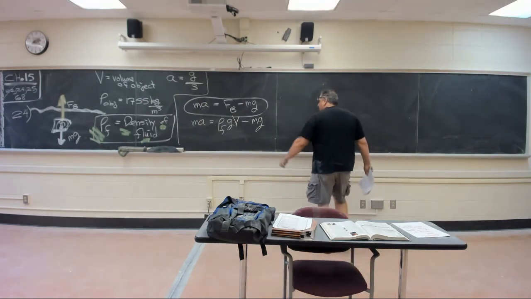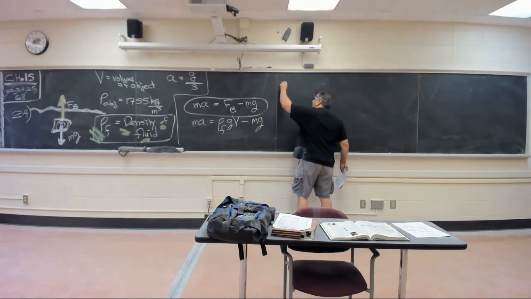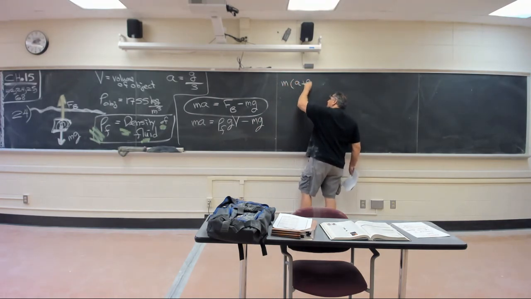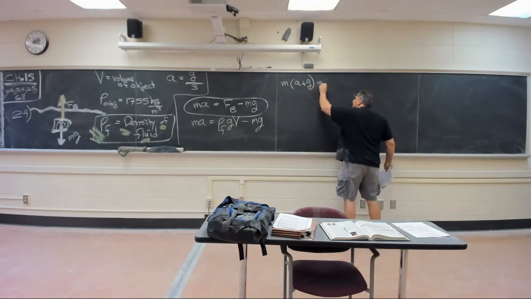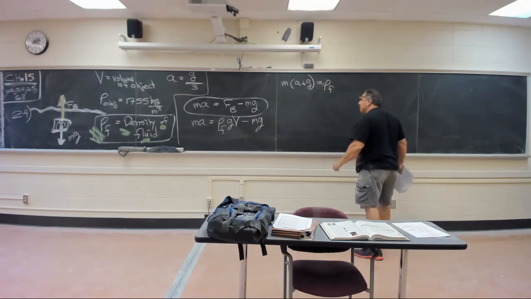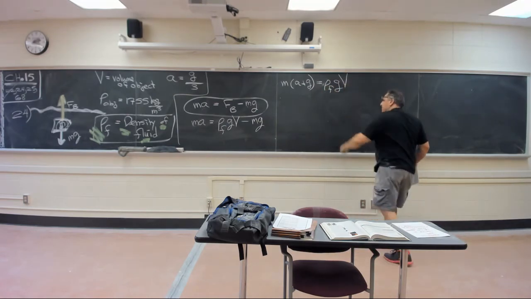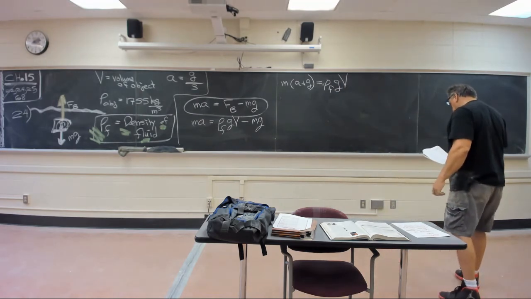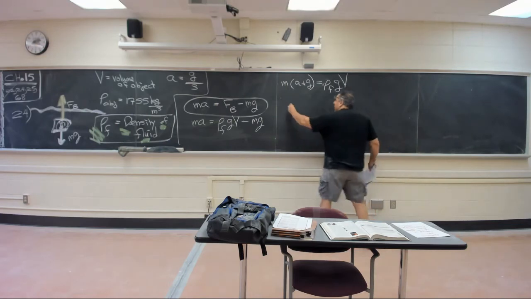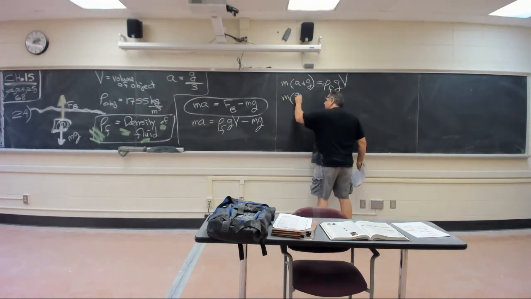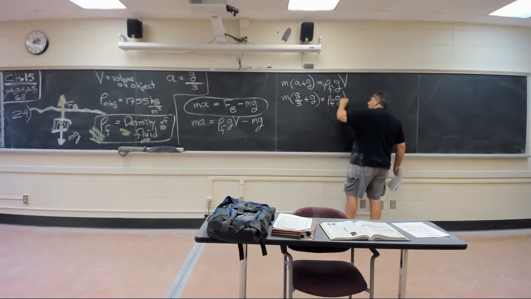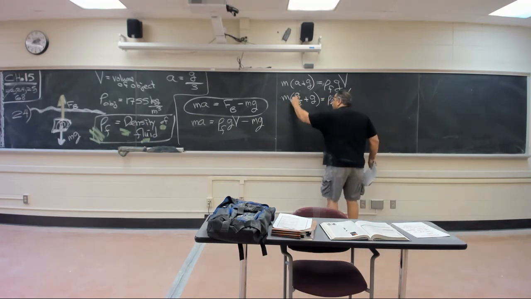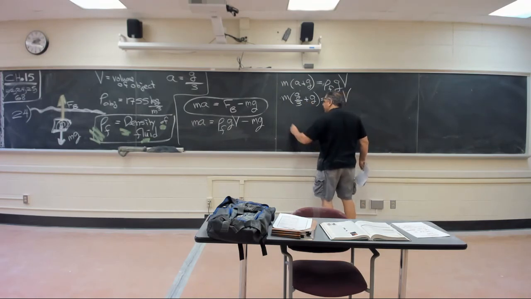See what I can do. Let's add mg on each side and factor out an m. Okay. G over 3. G over 3 is 1/3 G. G is 1G. One-third G plus 1G is 1 1/3 G, which is 4/3 G.